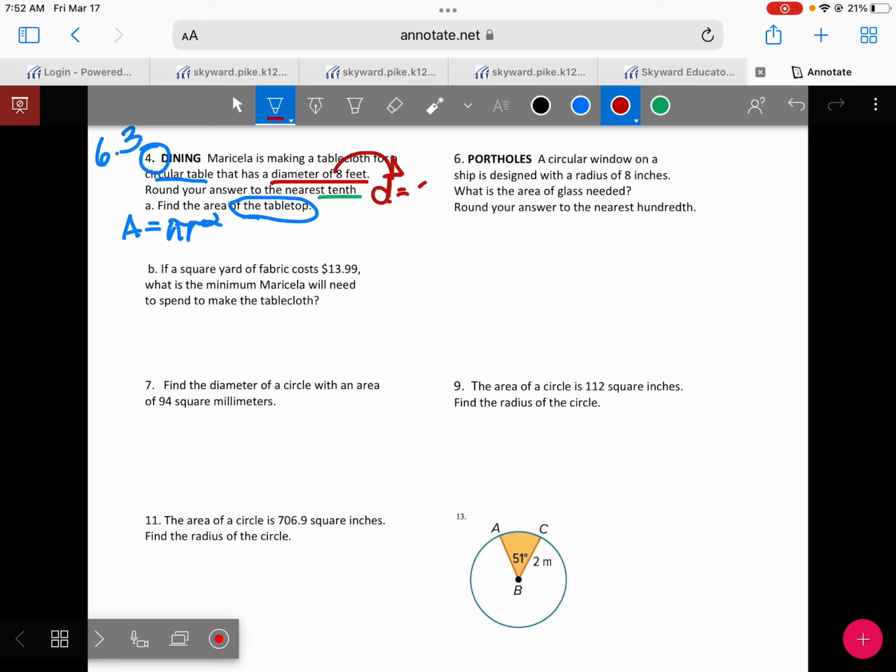Right. So if I have a diameter of 8, I need to divide by 2, or say it takes 2 times a radius of 4 to give me that diameter of 8. So my radius is 4. So area equals pi times my radius 4 squared. So on your calculators, take pi times 4 squared and tell me what you get.